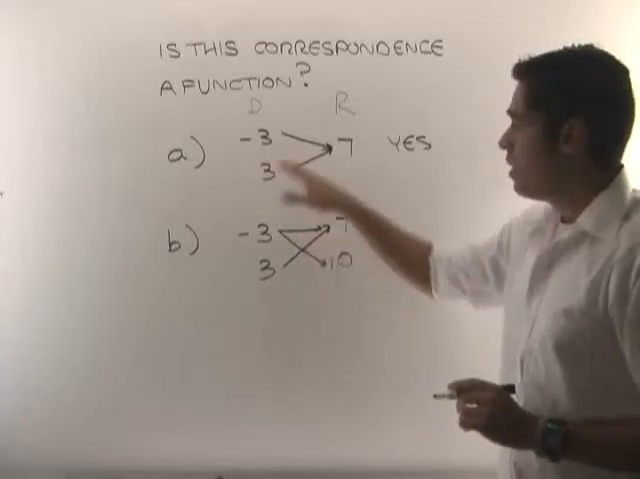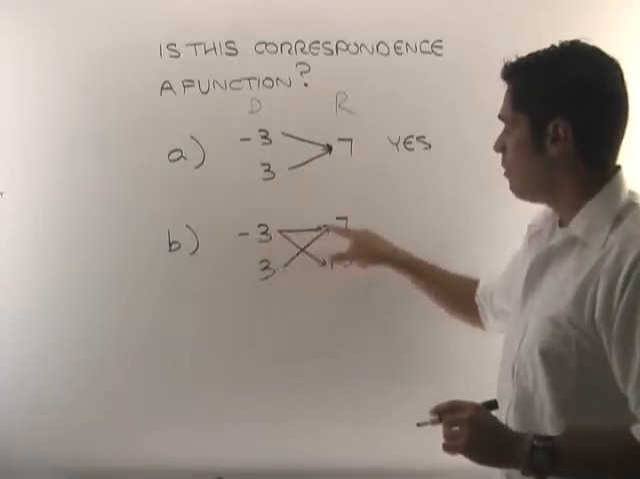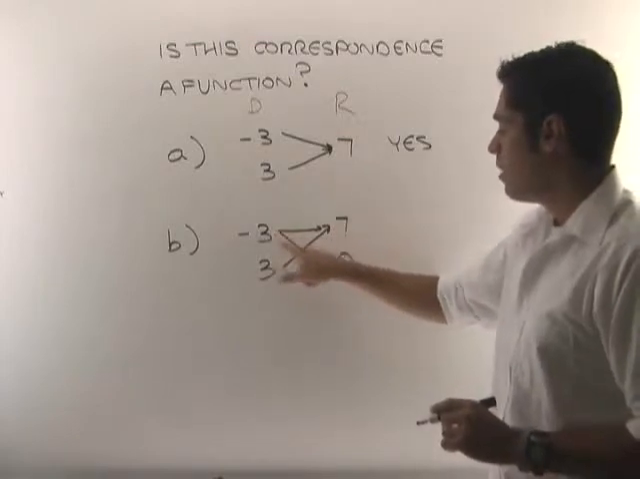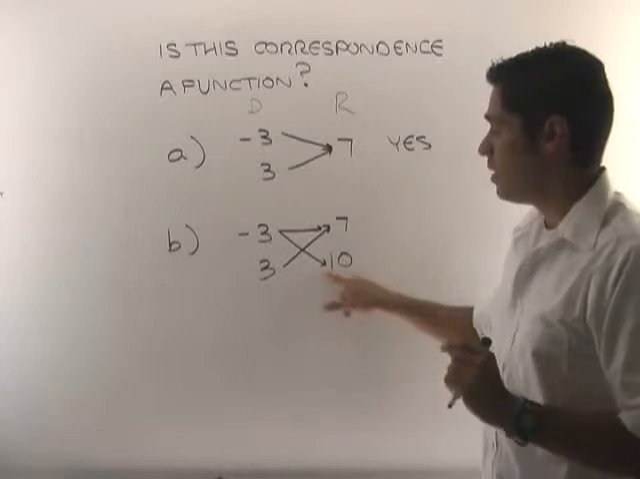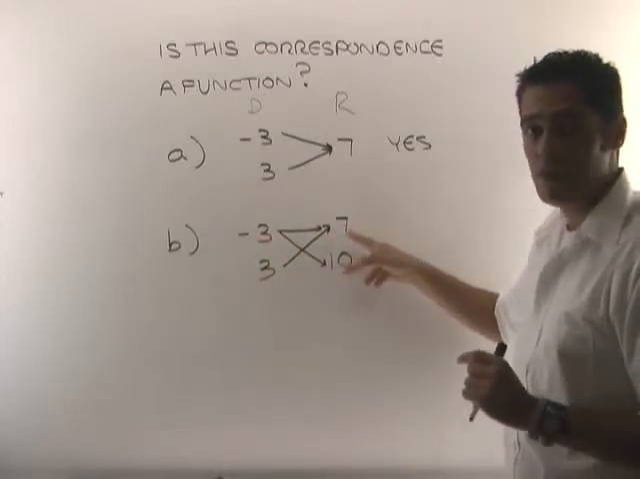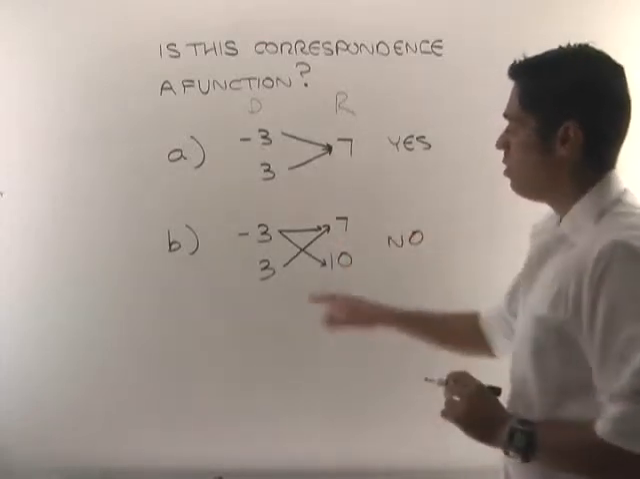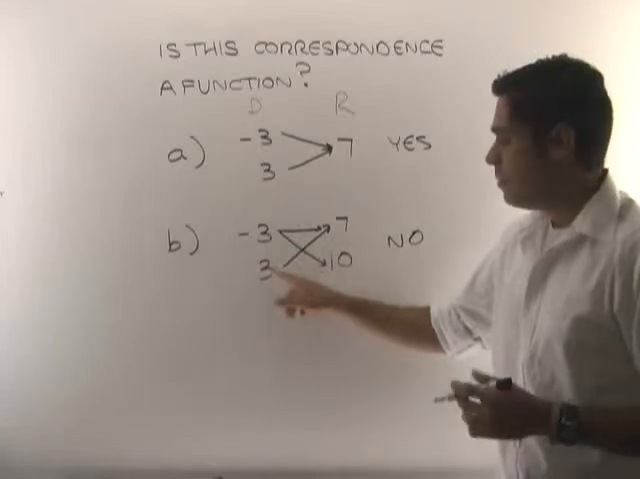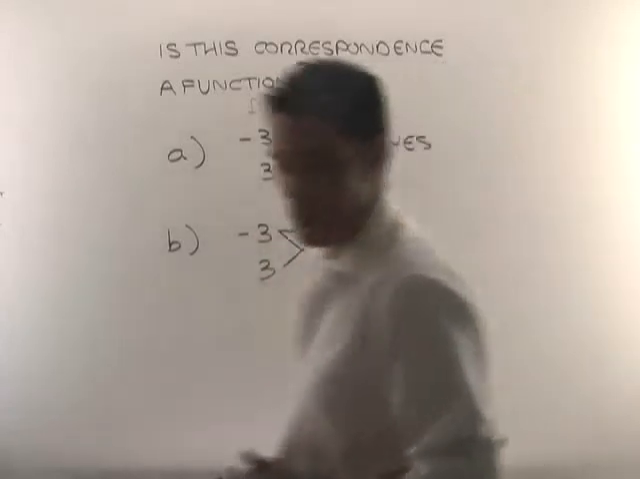Now look at the difference between this one and this one. Here, the -3 goes to the number 7 and the -3 goes to the number 10. That automatically tells us this is not a function because you have one thing in the domain going to two things in the range. That's not allowed. So we would say here, no, it's not a function. Now notice we didn't even have to look at 3 because once this one failed, we can say the whole thing is not a function. And that's about it.